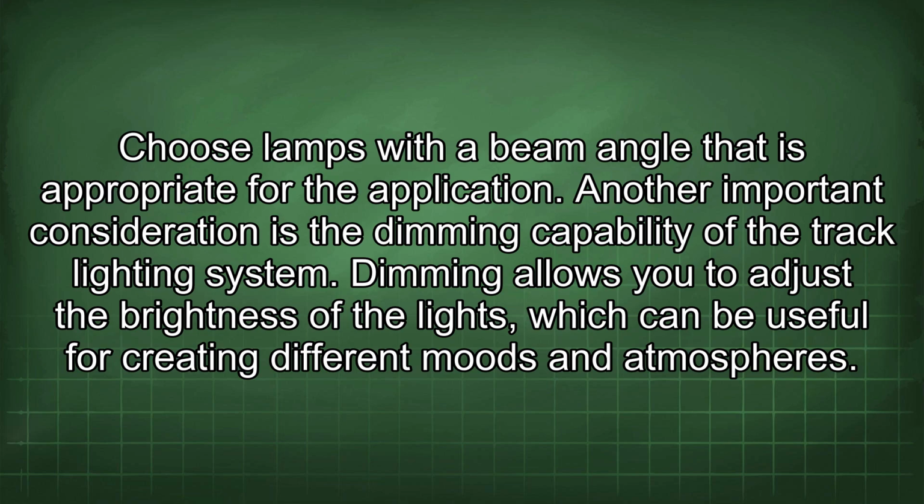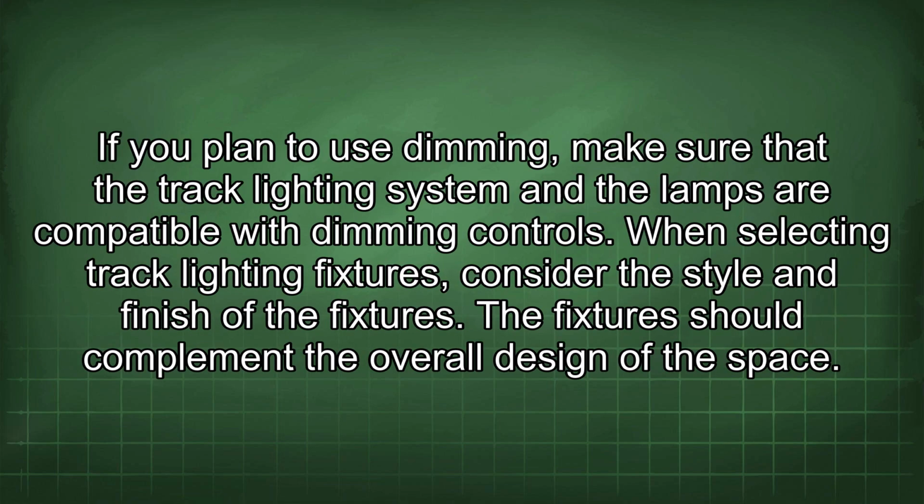Another important consideration is the dimming capability of the track lighting system. Dimming allows you to adjust the brightness of the lights, which can be useful for creating different moods and atmospheres. If you plan to use dimming, make sure that the track lighting system and the lamps are compatible with dimming controls.